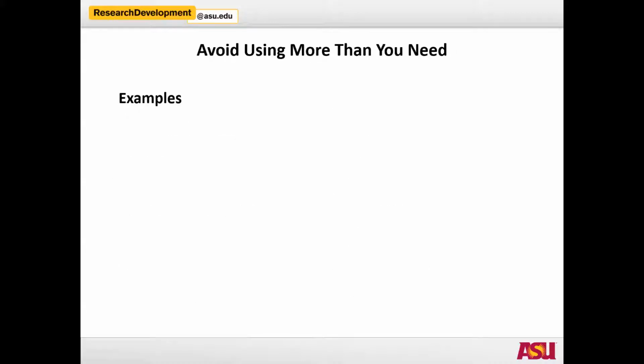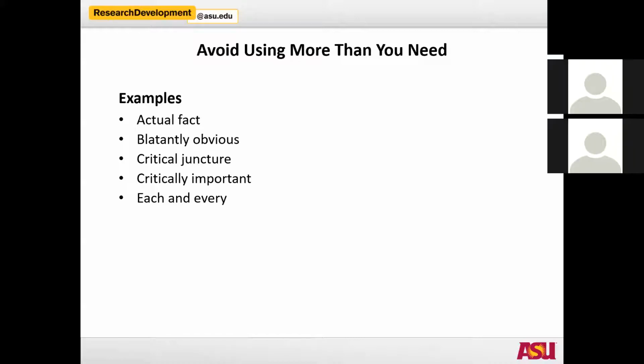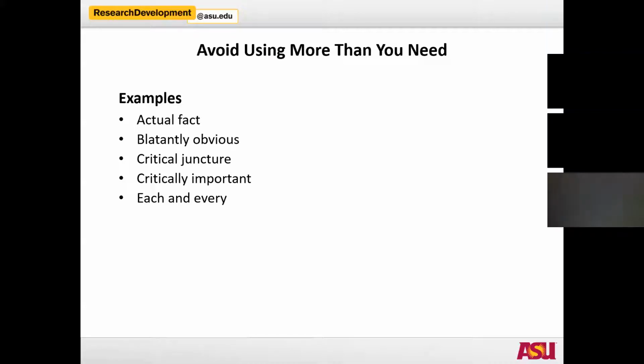All right, avoid using more words than you need. So what's an actual fact? Well, now we have alternative facts, but in the old days when we only had facts, you didn't need the word actual. So probably let's just use fact, and then if it's an alternative fact, you can use alternative. But actual fact, blatantly obvious, it's just obvious, right? Critical juncture, it's critical. Critically important, each and every.